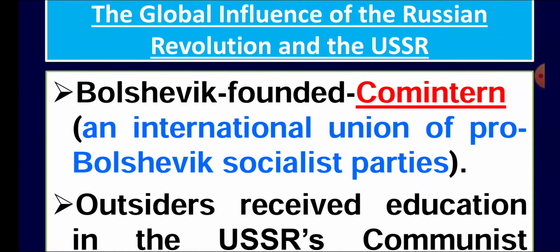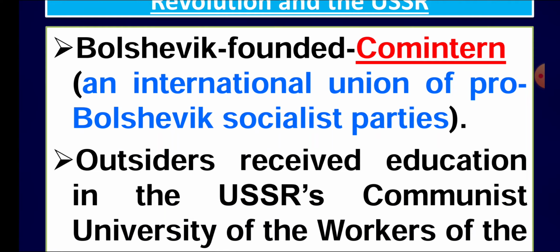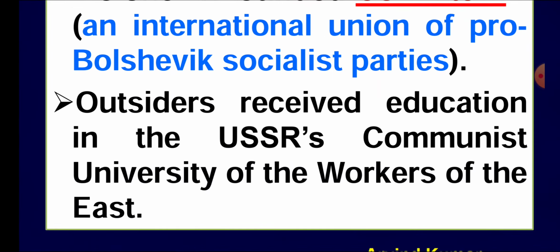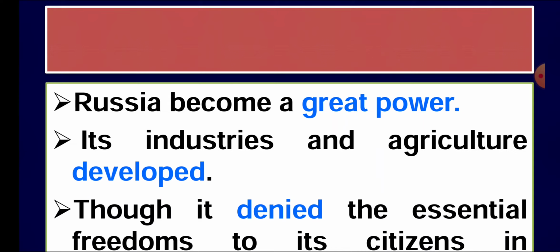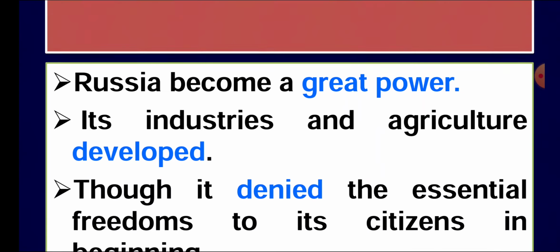The Bolsheviks founded the Comintern. One of the important terms I'm telling you: the Comintern was an international union of pro-Bolshevik socialist parties, founded after this revolution. Outsiders received education in the USSR, in the communist universities of the workers of the East. Russia became a great power. To recapitulate, after this revolution Russia became a superpower nation like the United States of America. Industries and agriculture of Russia developed.